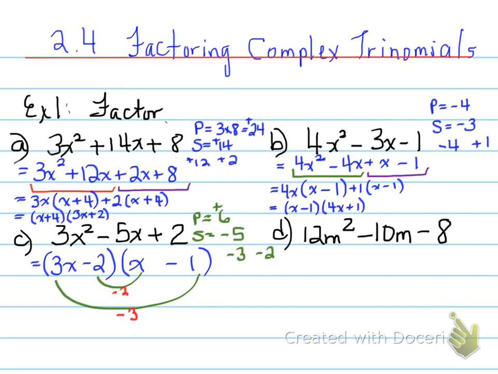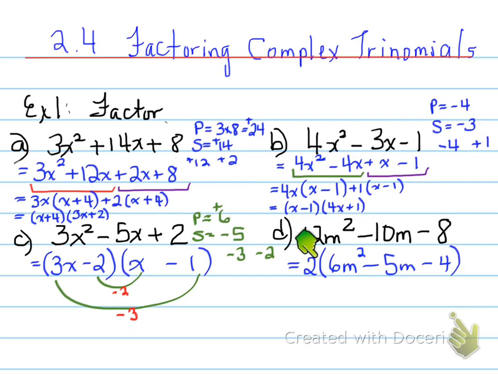All right, one more. Let's look at the last one. You should notice right away that there's something we could do to this question that could make things a little bit simpler. That's right, we need to look for a common factor. So if you look carefully, there's a number in here that I can take out of everything. That's right, 2. Take out the 2, you get 6m squared minus 5m minus 4.